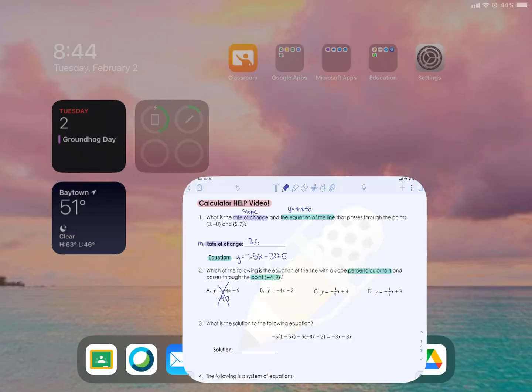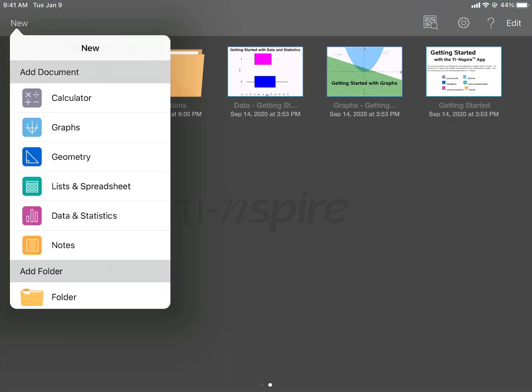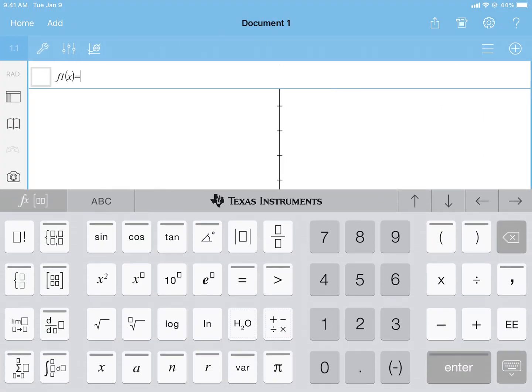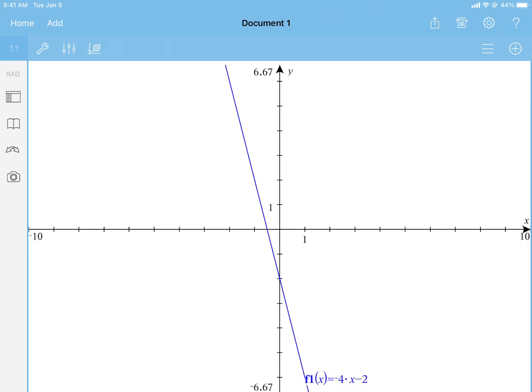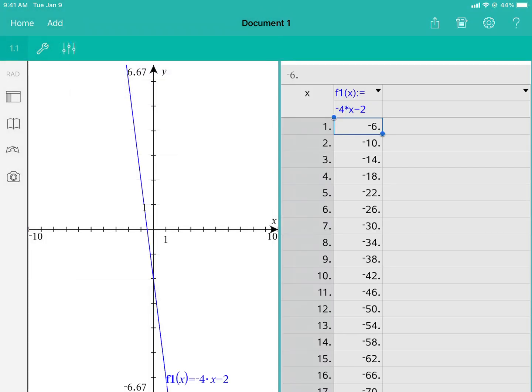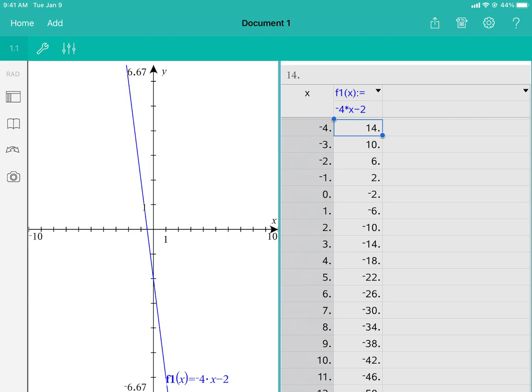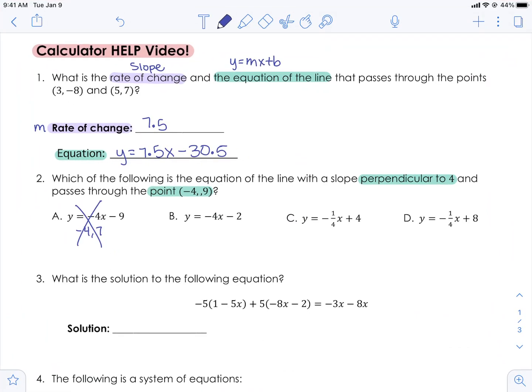So then I go and I redo everything for the second equation. So new document, graphs, again, everything after the equal sign, so -4x minus 2. I hit enter, and then menu, table, split screen table. Again, (-4, 9) is the point we're looking for. This gives me (-4, 14). Again, not the point we want, so we keep on going.